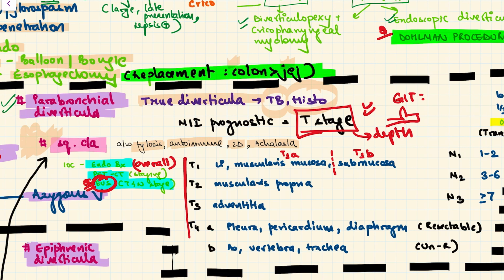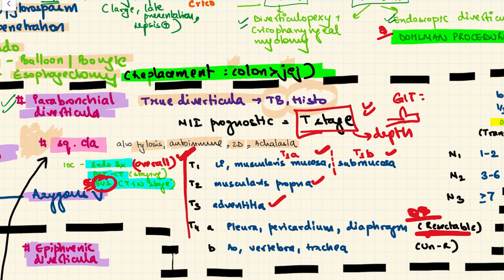It's not very important, but it's good to know because this is the staging that is followed by both esophageal cancer, stomach cancer, etc. Right? So it's very easy. T1 is involvement of mucosa and submucosa. T2 is muscularis propria. T3 is adventitia. T4A is resectable structure. Just remember this, right?